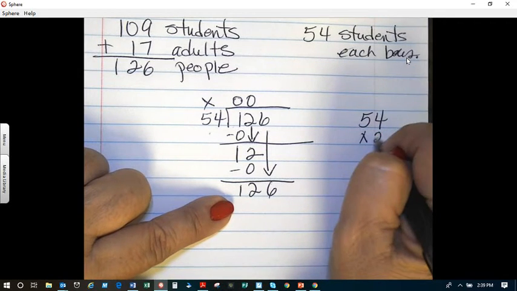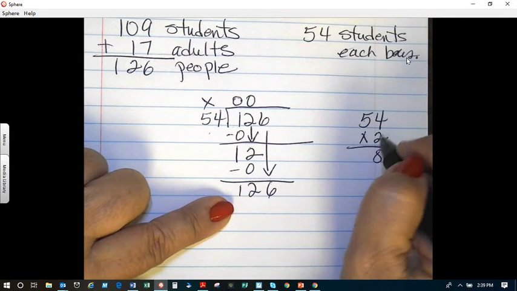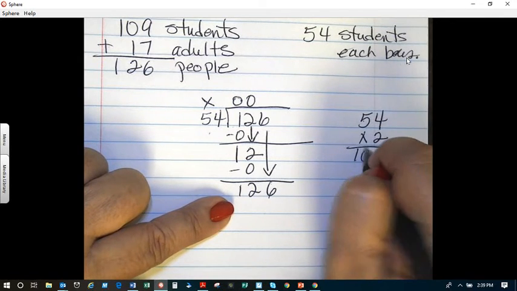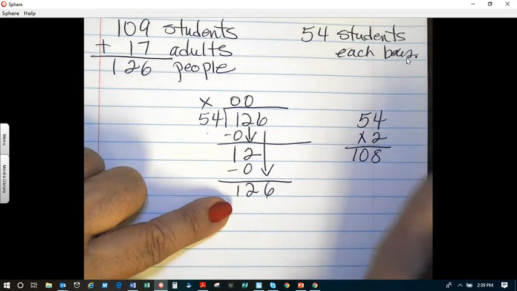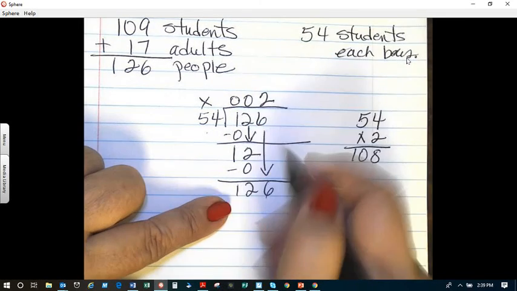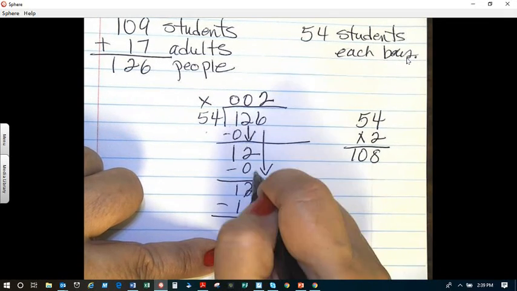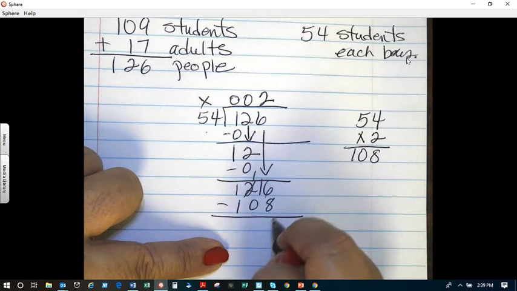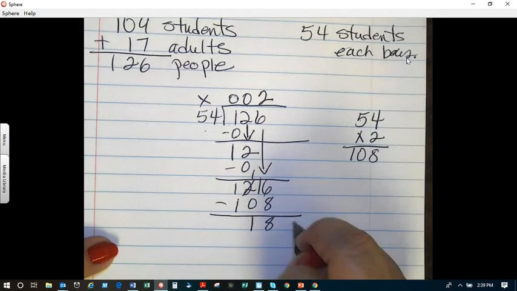Let's do 2. 4 times 2 is 8. 2 times 5 is 10. Could we put another group of 54? I don't think so. So we have 108. I subtract out. This is 1. 16 minus 8 is 8. And 1. Well, I have 18 students left over.